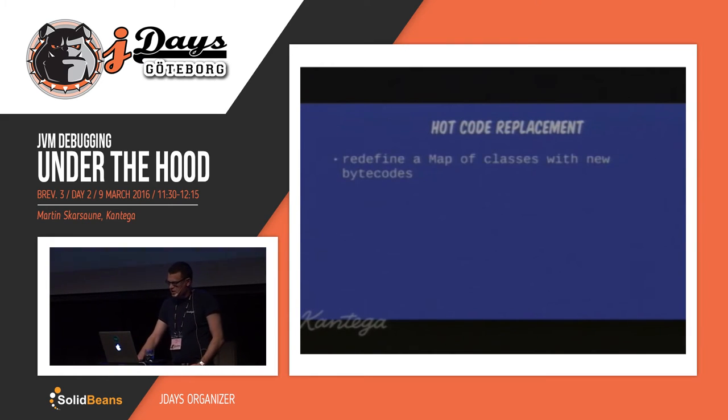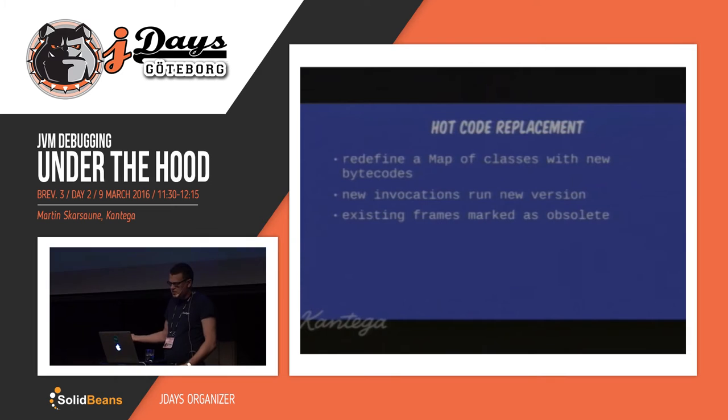This is also the place where you do hot code replacement. So you specify a map of types you want to replace and new bytecodes for those types. New invocations of methods will run in the new version. If you have any existing stack frames on the old versions, those will be marked as obsolete, and you typically get a warning in your IDE.